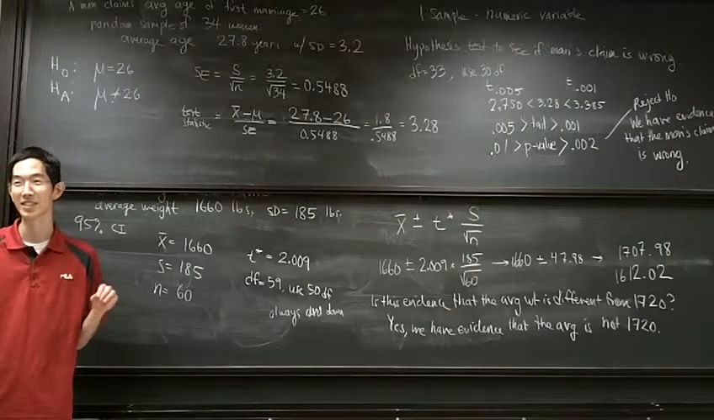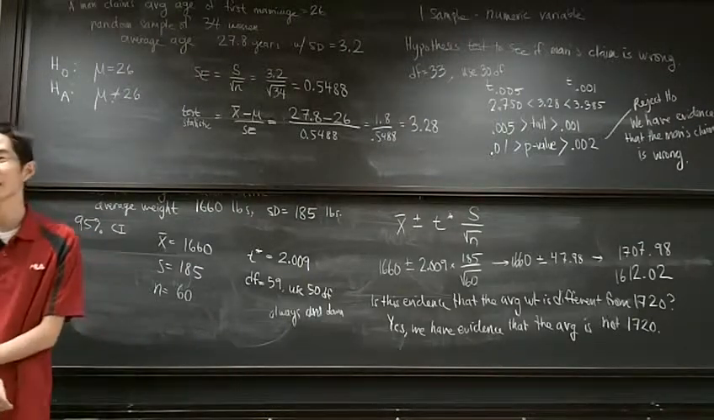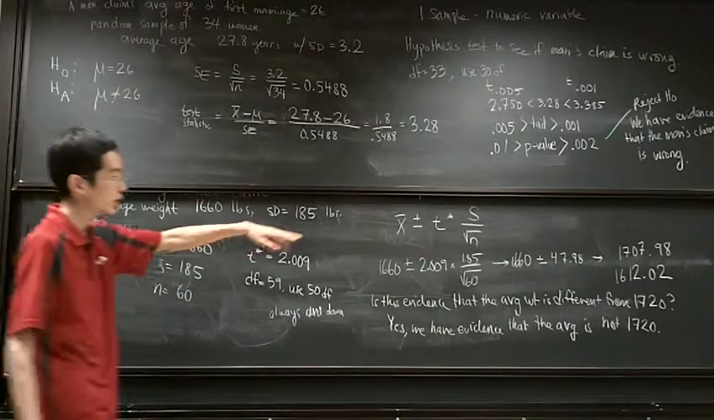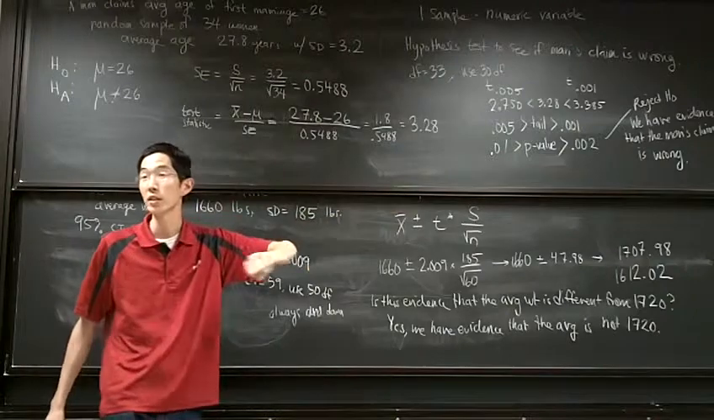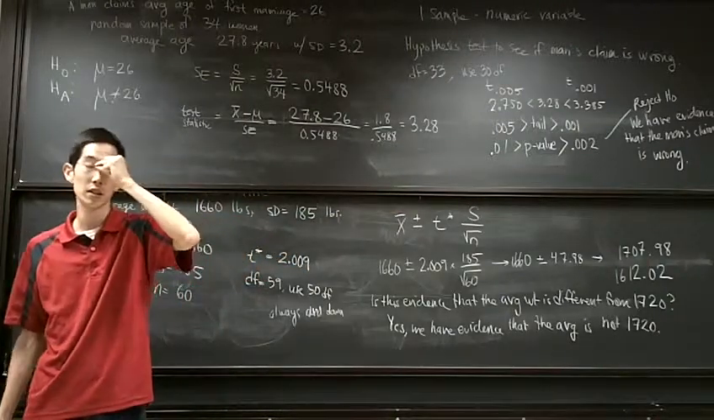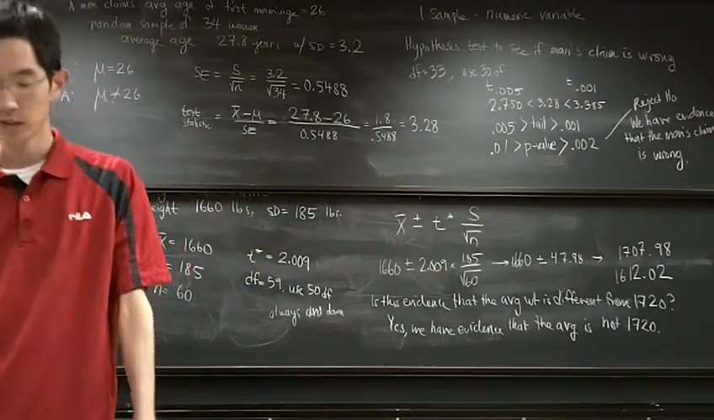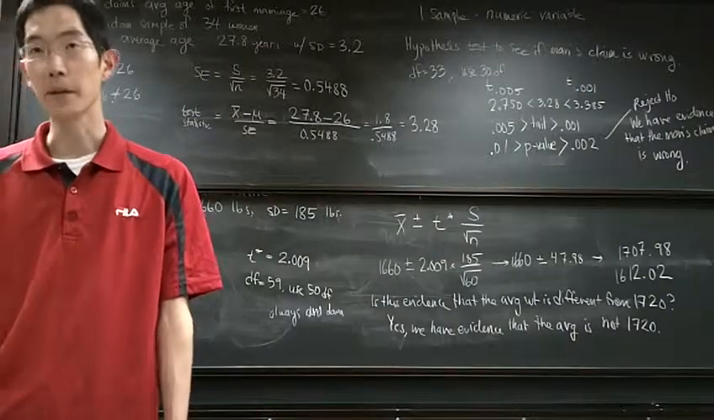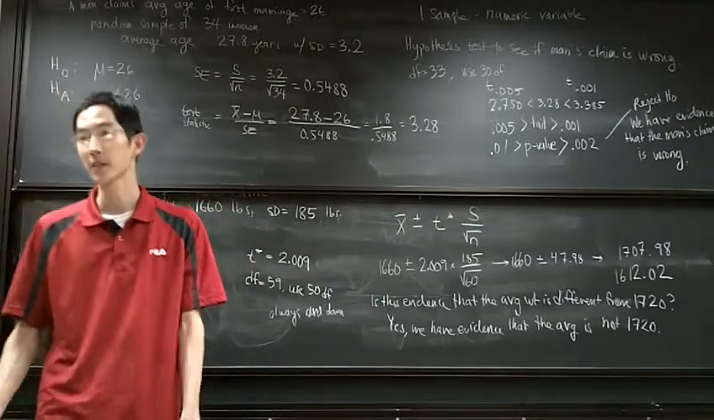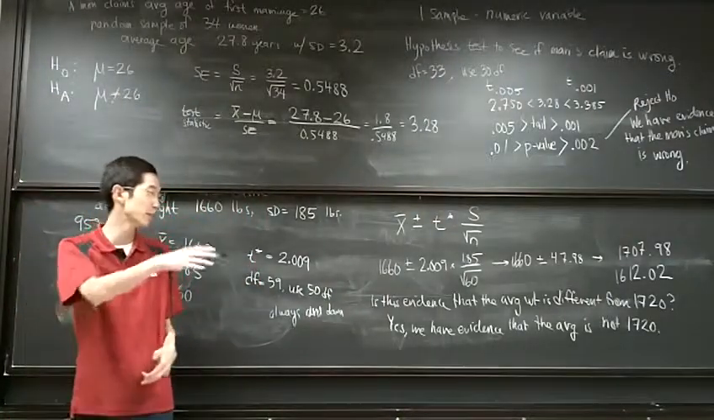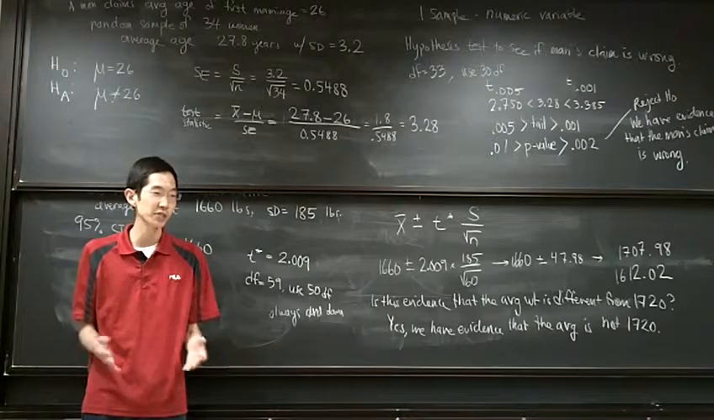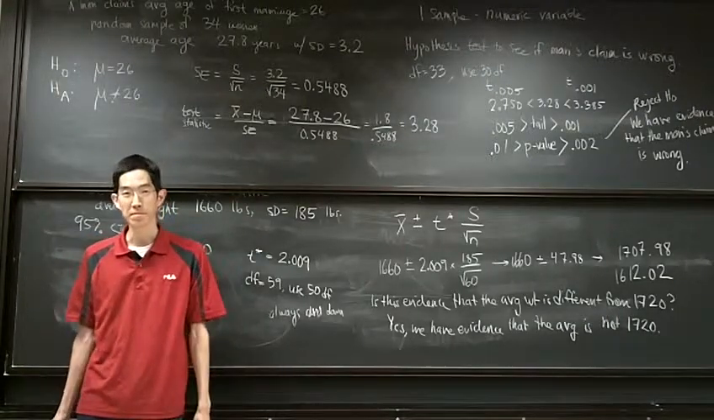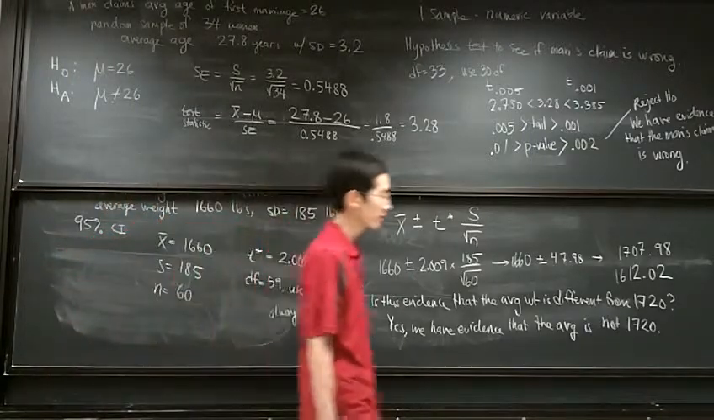How are we feeling? Good? Yes, Zayed. You said we don't have evidence because it's not in our interval. Because 1720 is not inside the interval. We don't have evidence because 1720 is not between our intervals. We got that correct? Yes. Okay, and if the number is within your interval, then you don't have evidence that it's different. Okay, is that all right?